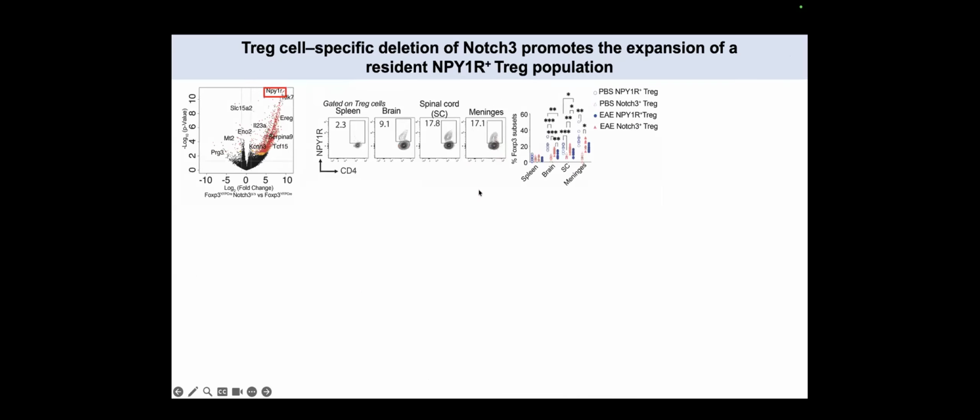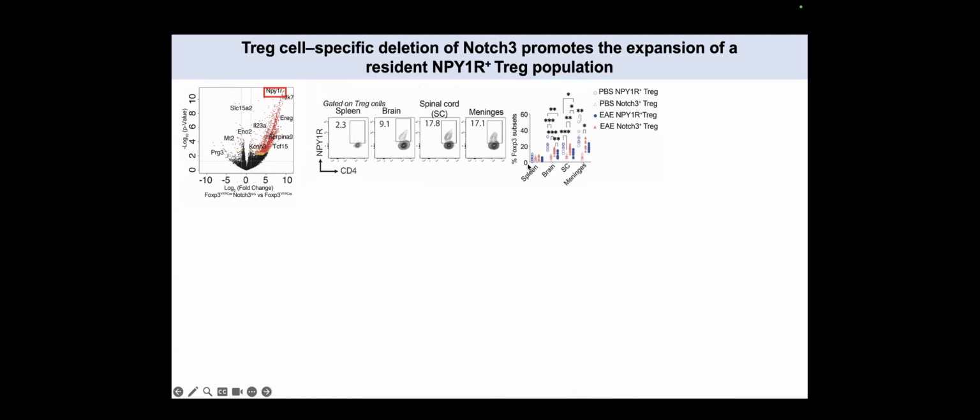What was interesting in this study is, like in our transcriptomic analysis, we find that deleting specifically Notch3 in Treg induces the upregulation of a neuropeptide receptor, the neuropeptide Y1 receptor. First, we confirm this upregulation and the expression of this marker in Treg in the CNS by flow cytometry. And as you can see, at steady state, neuropeptide Y1 receptor is expressed specifically in the CNS. You don't find it in the spleen or in the gut. And it's really expressed in the brain, spinal cord, and meninges.